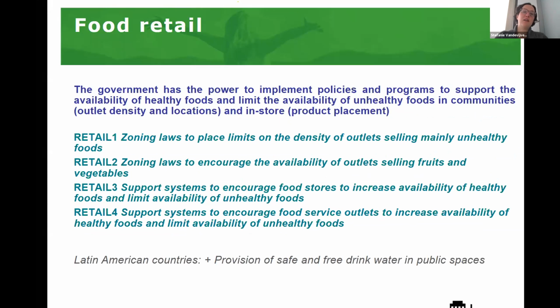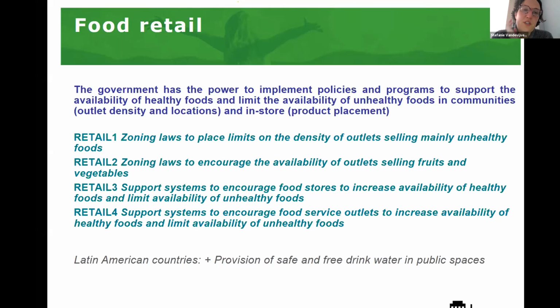So food retail is important as well. It covers 2 aspects. So the community food environment, which is really how outlets are distributed: the place, the location, the density, the proximity, but then also in-store. There are several areas that are important as well, looking at the prominence and availability and promotion of healthy versus less healthy foods. And there are 4 indicators here because there's a distinction made between stores and services, like fast food, for example.